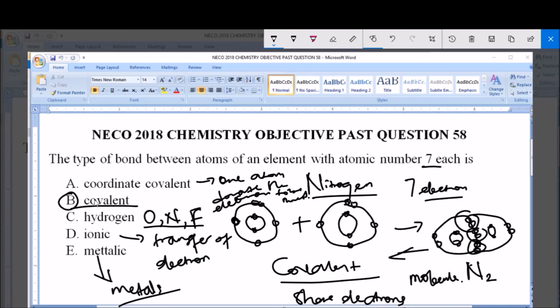So the answer to this question is option B, covalent bond, because of the sharing of electrons among these 2 atoms. That is, both atoms donated the electrons to be shared.